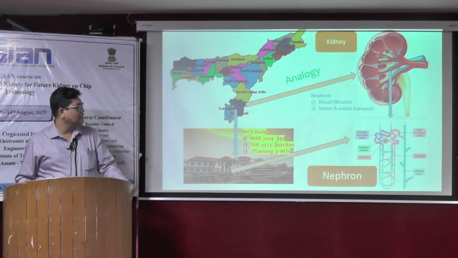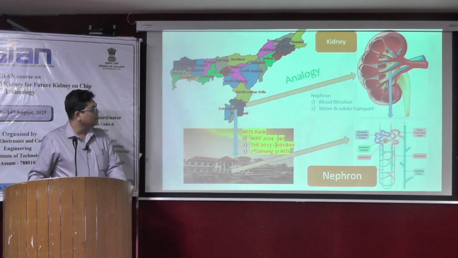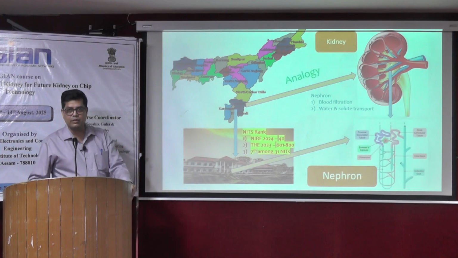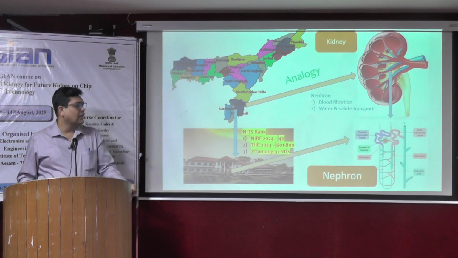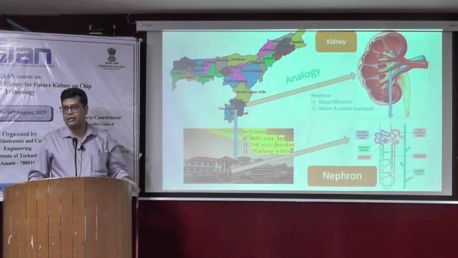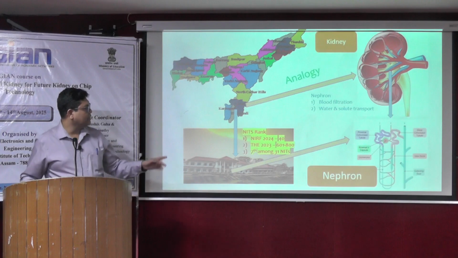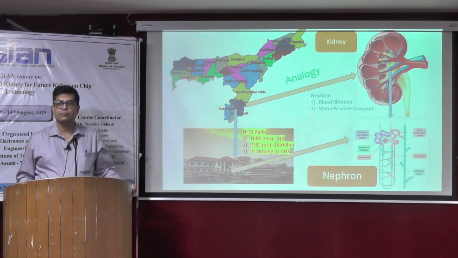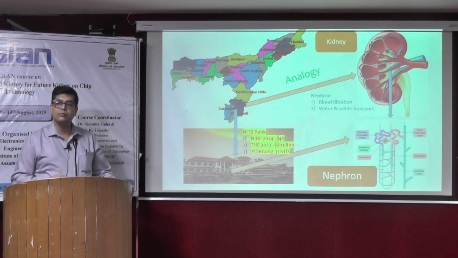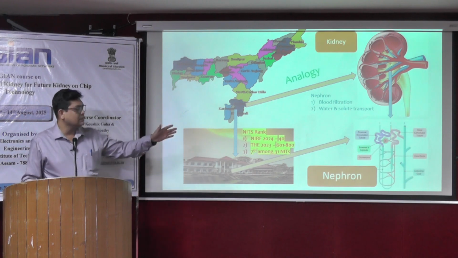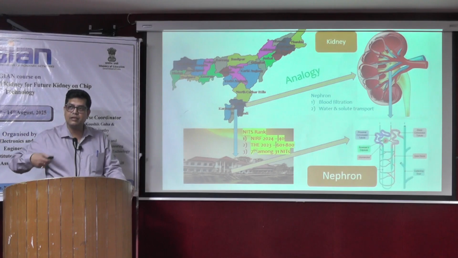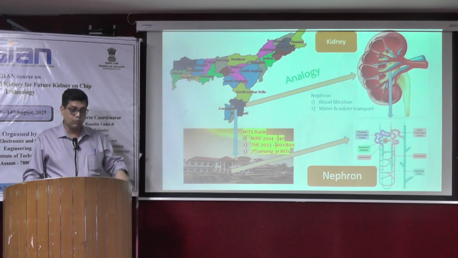The two most important functions that the nephron delivers are blood filtration, which Professor Boris has already discussed over the last 2 days, or ultrafiltration, meaning removal of waste products and toxin-type elements from the blood, and water and solute transport. These two very important tasks are being done by the nephron all the time. We cannot feel what the kidney and nephron are doing.